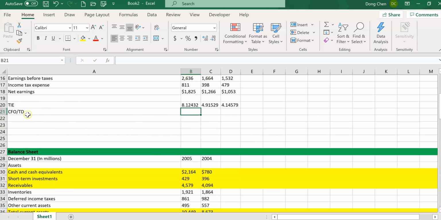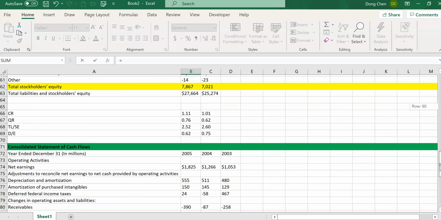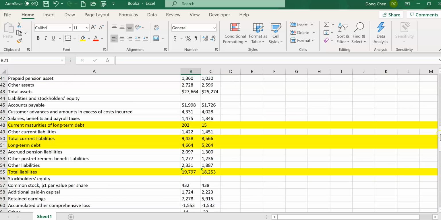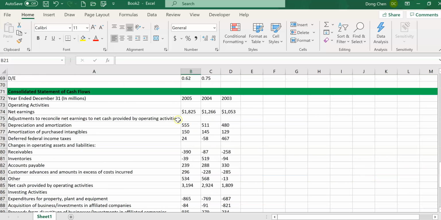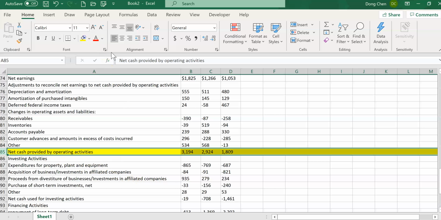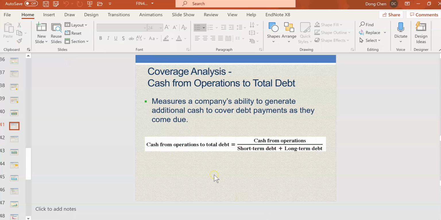Cash flow from operations is basically the operating cash flow, so we can directly find that item from the cash flow statement. First, let me highlight it again so you know which number I'm specifically using. It's going to be net cash provided by operating activities. So I'm going to use the numbers on this row to calculate cash from operations to total debt.